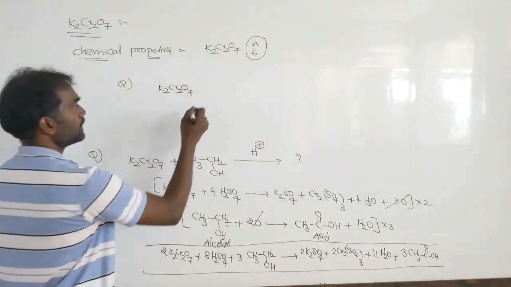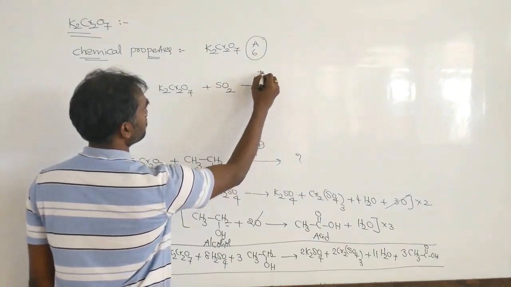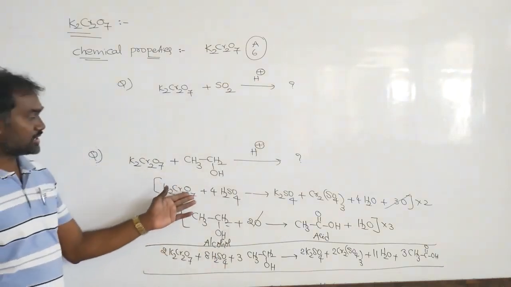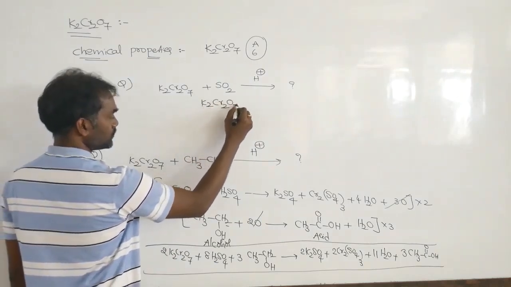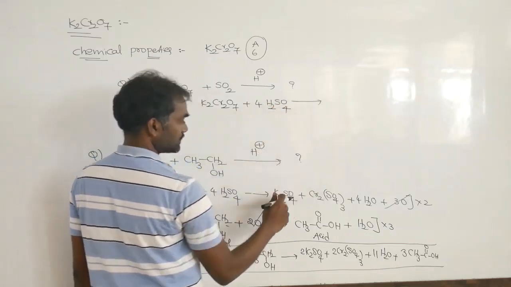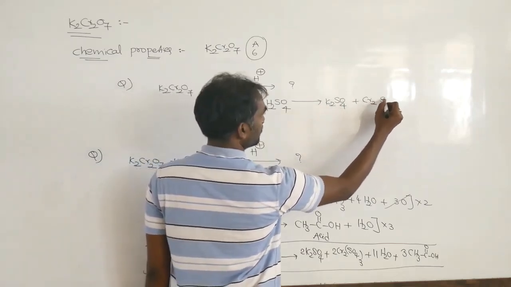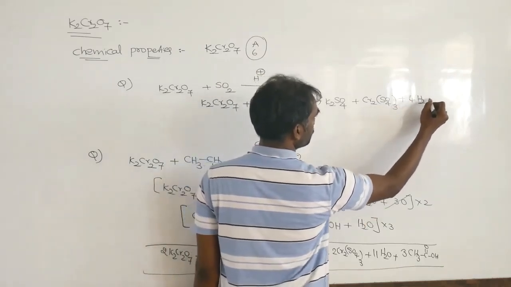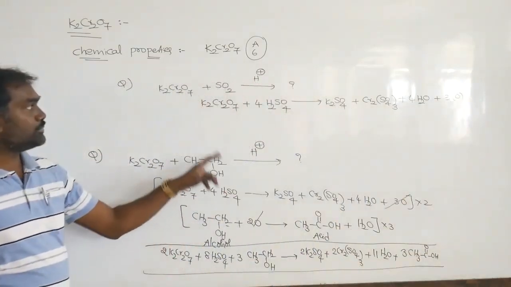K2Cr2O7 reacts with SO2 gas in acidic medium. What happens? They are asking the question. So for that also, first of all you take what? The basic equation. K2Cr2O7 plus 4H2SO4 gives rise to K2SO4, Cr2(SO4)3 taken thrice, plus 4H2O plus 3 nascent oxygens. So this is the basic equation.